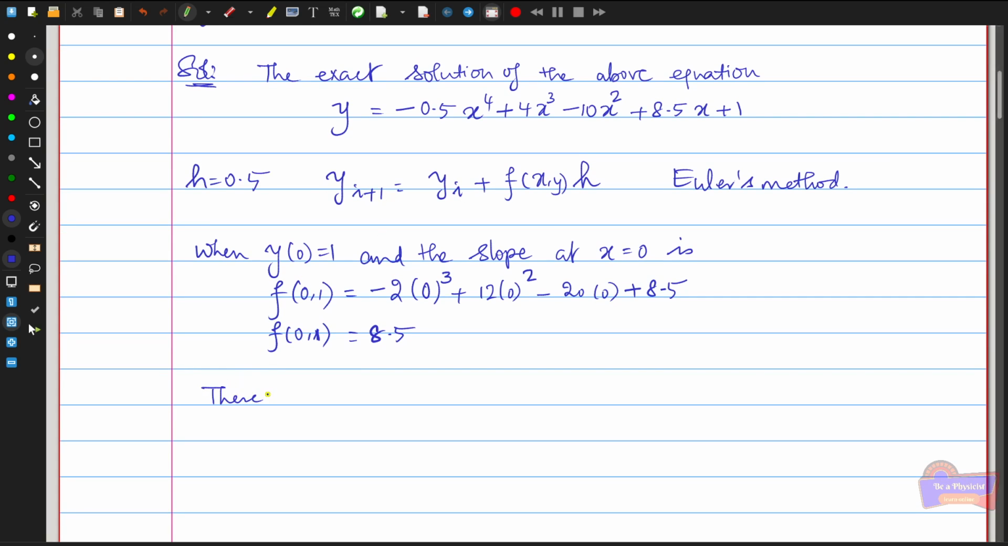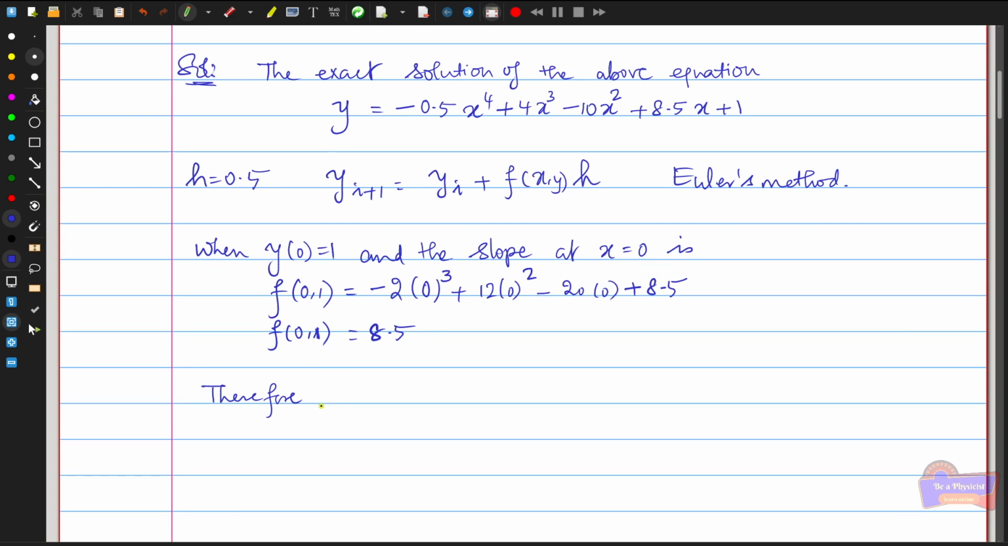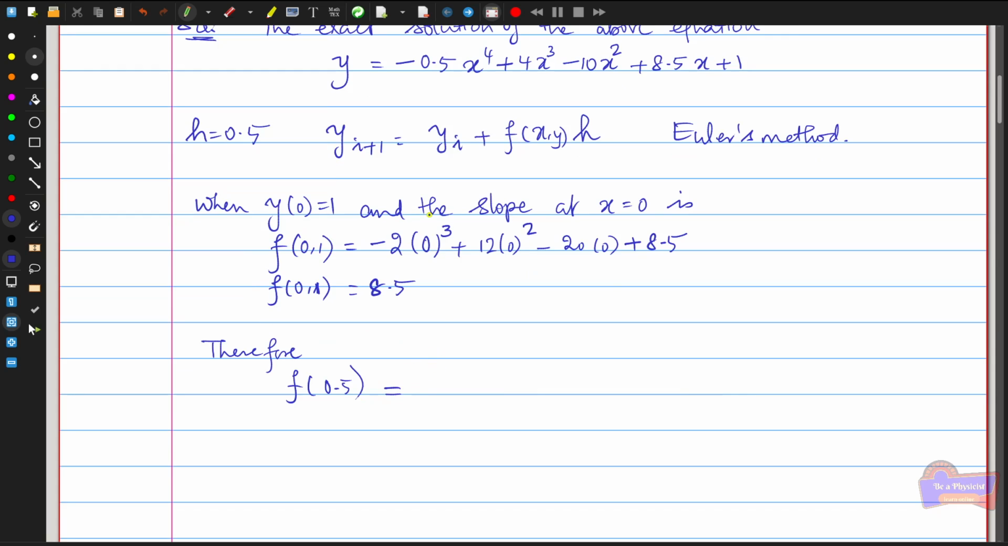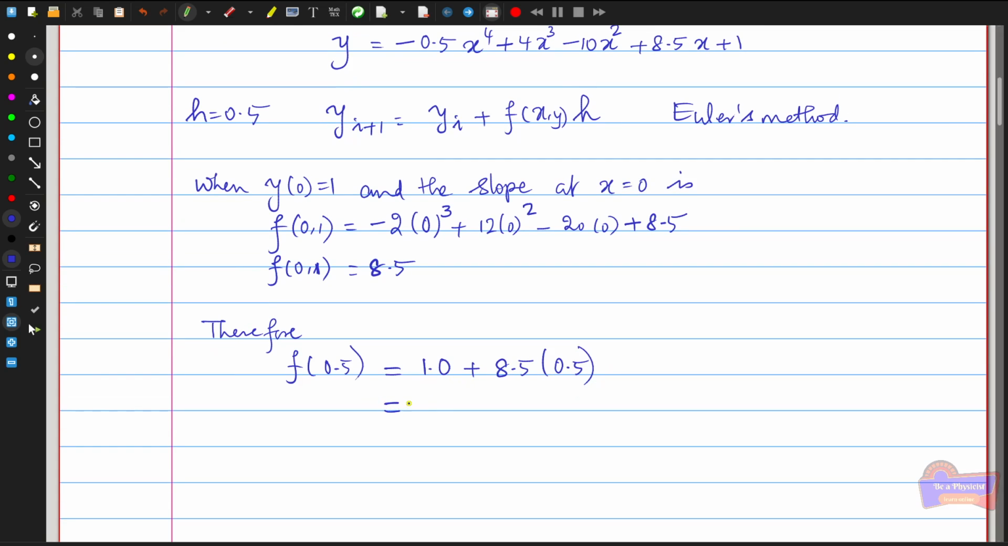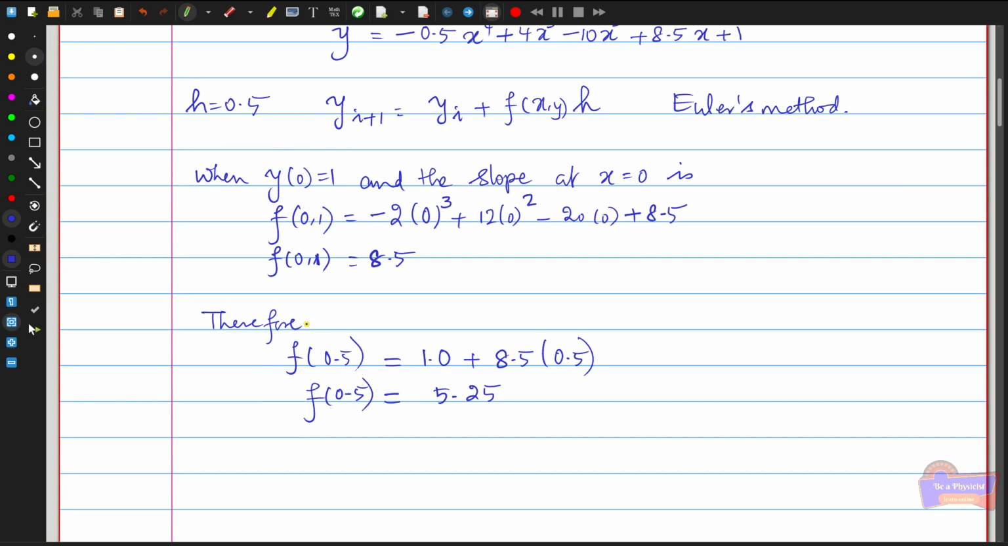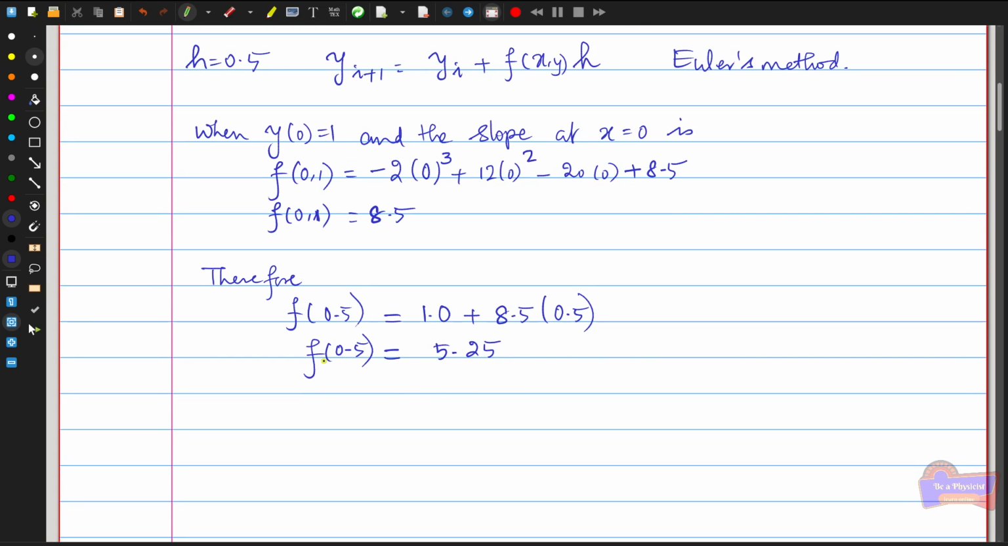So we found the slope for Euler's method, so we can directly substitute the values here. Therefore, the value at 0.5 is the previous value, the initial value 1.0, plus the slope value 8.5 times the step of 0.5. Once we compute this, the final value is 5.25. So that is my y value at the step of 0.5.